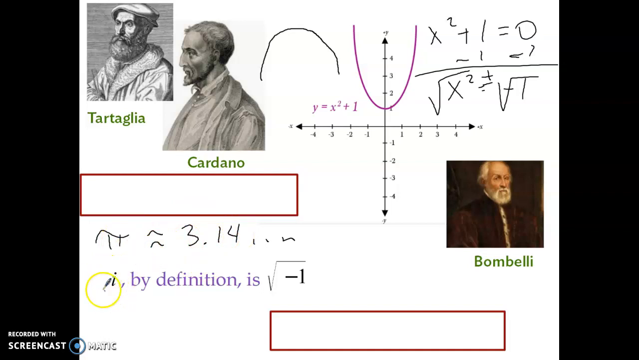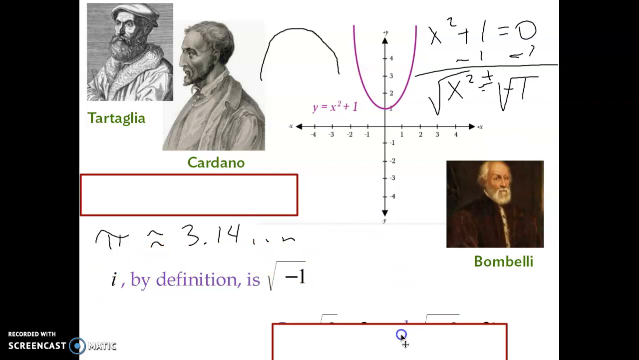And it's the same thing with i. i, by definition, is the square root of negative 1. And it doesn't matter where you see it, in what context. i is always the square root of negative 1.